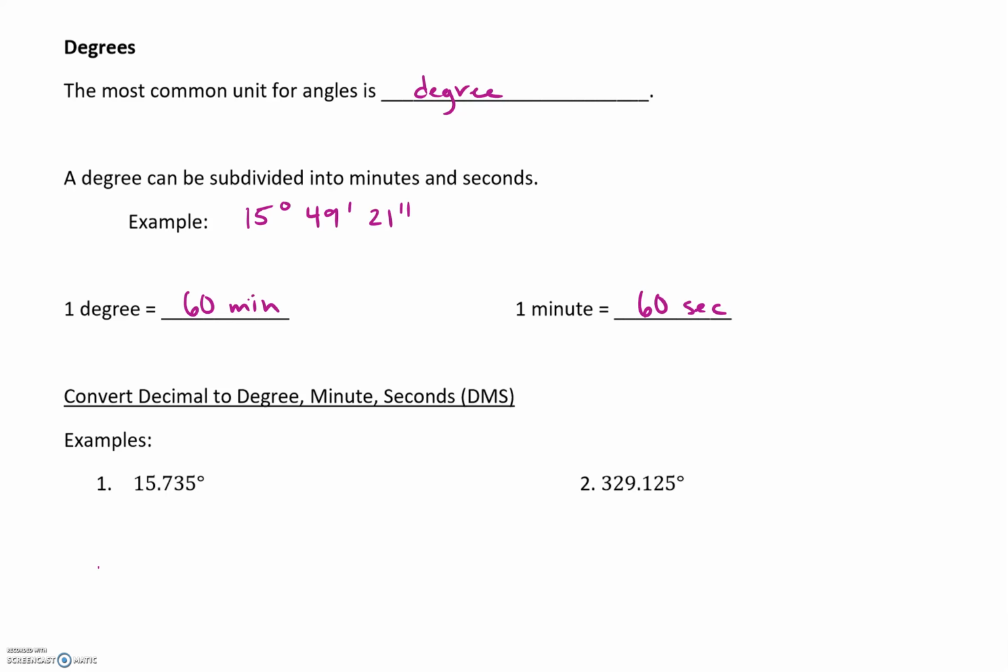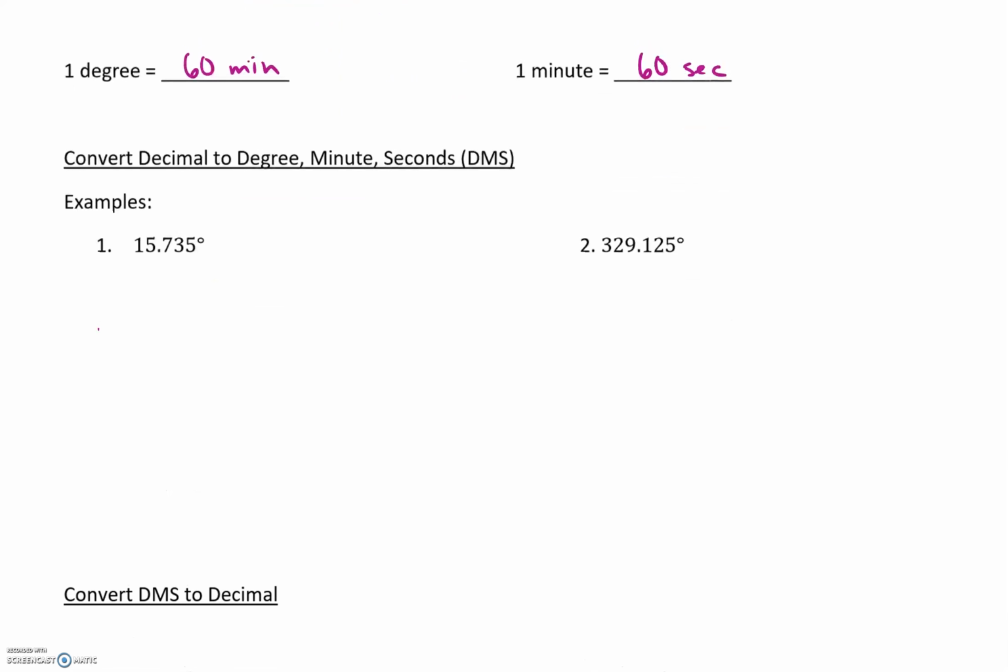So now we're going to learn how to convert between decimals and what we're going to call DMS form, which is degrees, minutes, and seconds. So let's take a look at example number 1. It's starting out as a decimal, and I want to change it to DMS form.